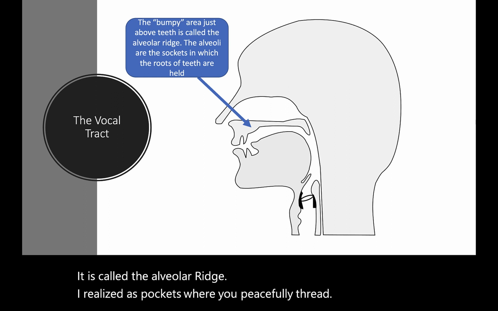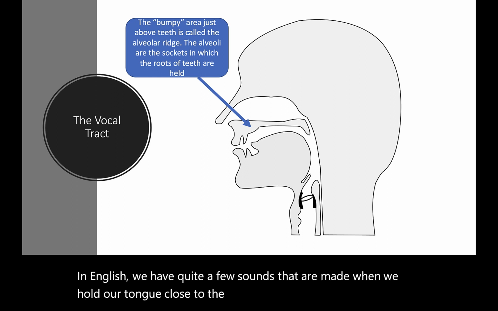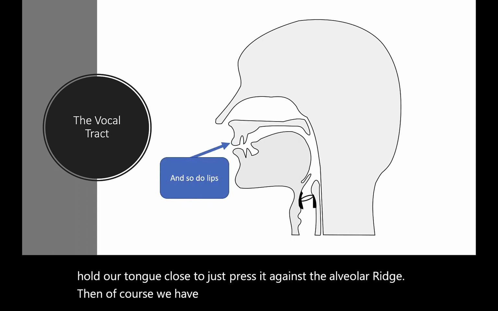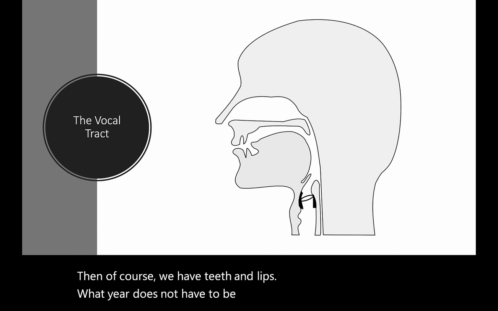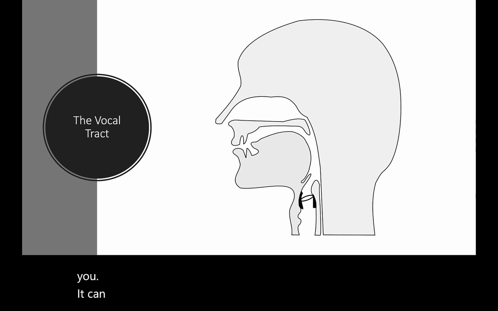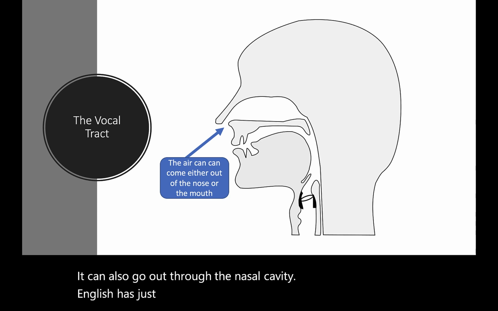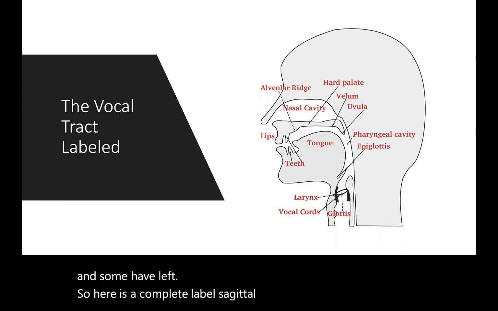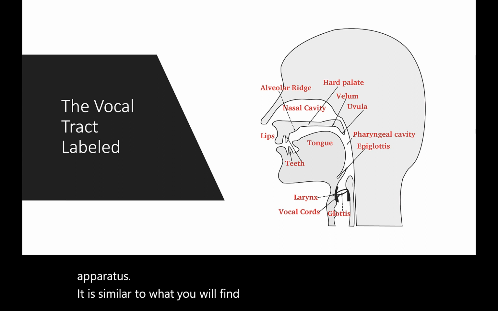In English, we have quite a few sounds that are made when we hold our tongue close to or press it against the alveolar ridge. Then, of course, we have teeth and lips. But air does not have to be expelled through your mouth when you speak. It can also go out through the nasal cavity. English has just about 3 nasal sounds. Some languages have more and some have less. So here is a complete labeled sagittal diagram of the human vocal apparatus. It is similar to what you will find in your textbook.